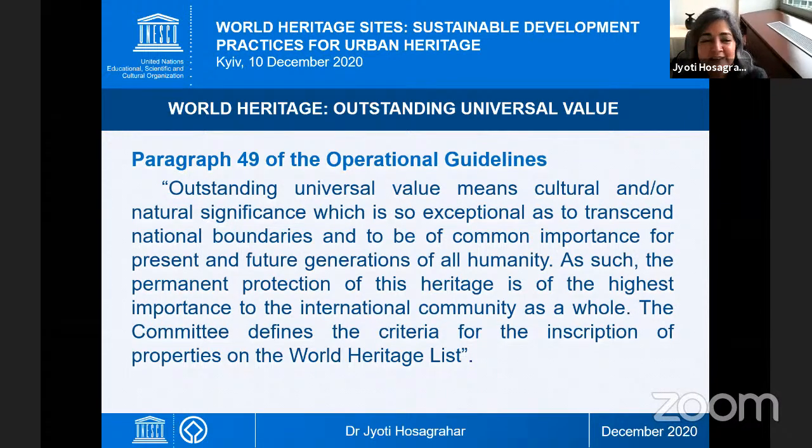Now, I know that all the experts here are very familiar, but just in case there are also participants who are less familiar with some of these, I just want to recall a couple of things about the outstanding universal value. So if you will allow me, the outstanding universal value means cultural and/or natural significance that is so exceptional as to transcend national boundaries and to be of common importance for present and future generations of all humanity. And as such, the permanent protection of this heritage is of the highest importance to the international community as a whole. The committee defines the criteria for the inscription of the properties on the World Heritage List.